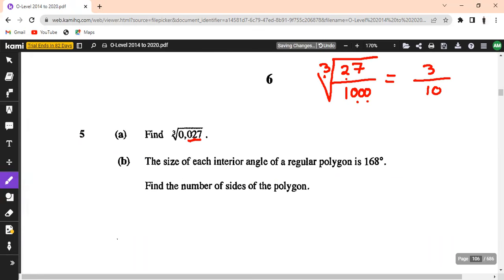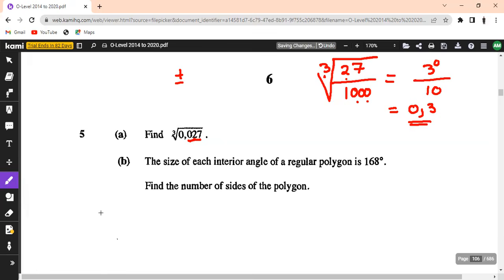So that's it, guys. 3 over 10, or you can express it as a decimal. 10 into 3, that is 0, 10 into 30, which is 3. So our answer is going to be 0,3. This time there's no plus or minus. This is a cube root. Square root is the one that you use as plus or minus, but cube root, we just write it like that.